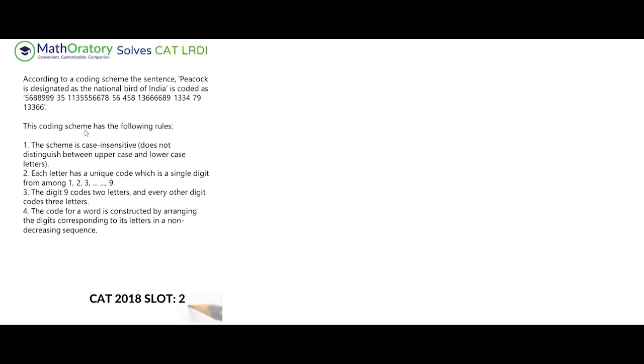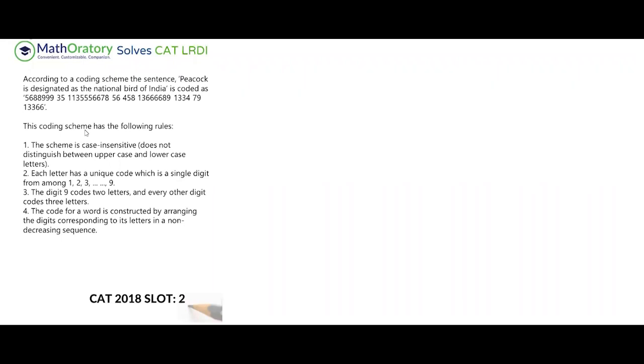But when you're reading the premise for the first time, one thing should automatically strike you: not all the letters will have a different code. If you check peacock itself, peacock has only C repeated, right? The letter C is repeated in peacock, but here in the code, 5688 999, there are a lot of repetitions. So there might be multiple letters having the same code, and that will be obvious once you read the additional information. So let us do that.